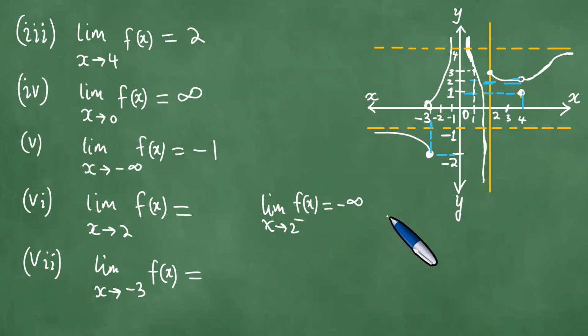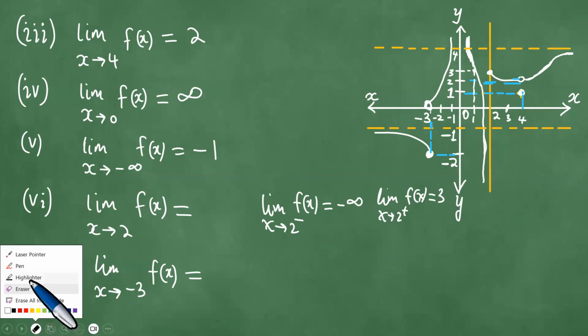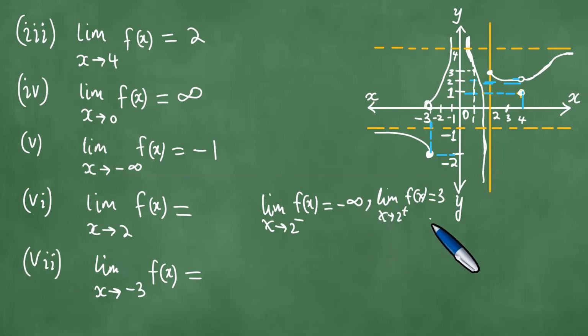So we note that the limit as x approaches 2 from the right of f of x equals 3. From the left, it is minus infinity; from the right, it is 3. As a consequence, this limit as x approaches 2 does not exist.